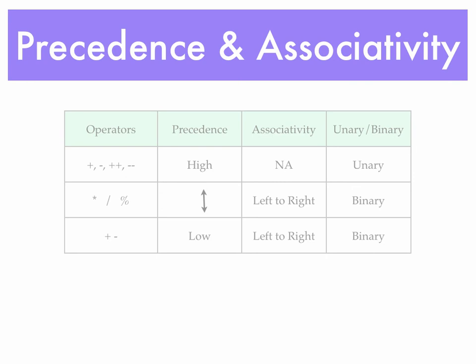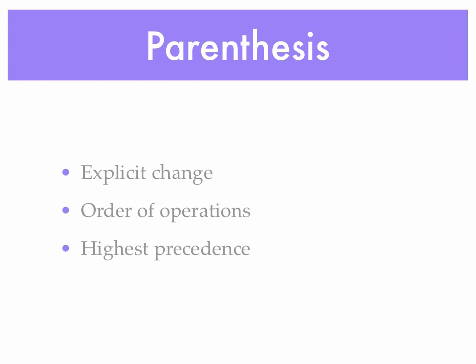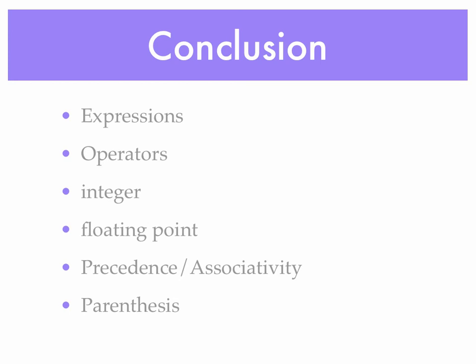And then at my lowest level of precedence, I have my addition and my subtraction, and they associate left to right, and they are also binary. Now, parentheses cause an explicit change in the processing of that expression. So it can override the order of operations, and it has the highest precedence. In conclusion, we've looked at expressions and operators, integer and floating point operators, precedence and associativity within our operators, and the use of parentheses.